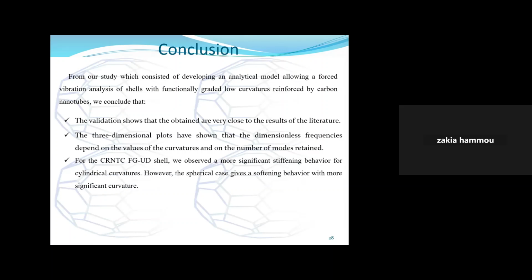For the CNTs unidirectional distribution shell, we observed a more significant stiffening behavior for cylindrical curvature. However, the spherical case can give a stiffening behavior with more significant curvature. And finally, the stiffening and softening behavior of the shell was clearly influenced by the number of modes and the different types of curvature. And thank you for your attention.